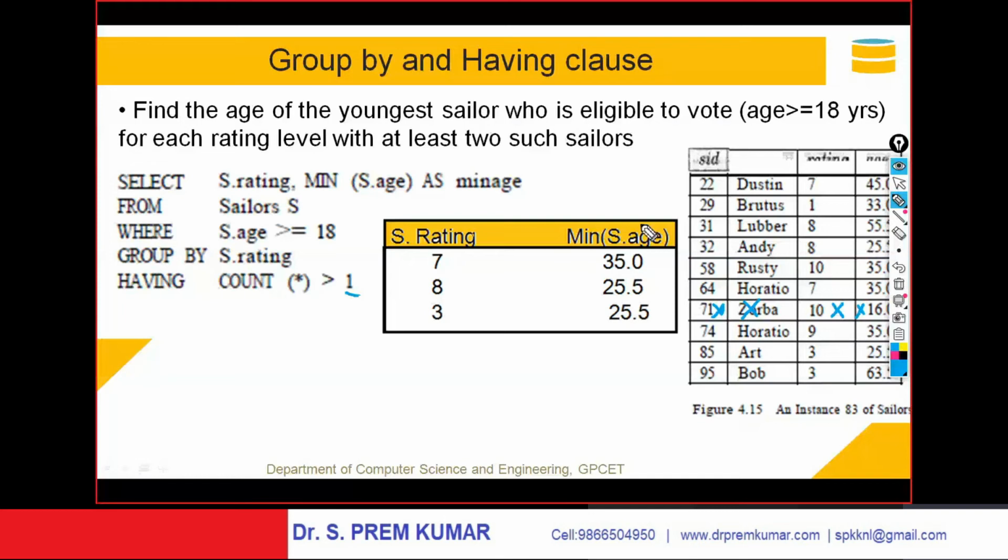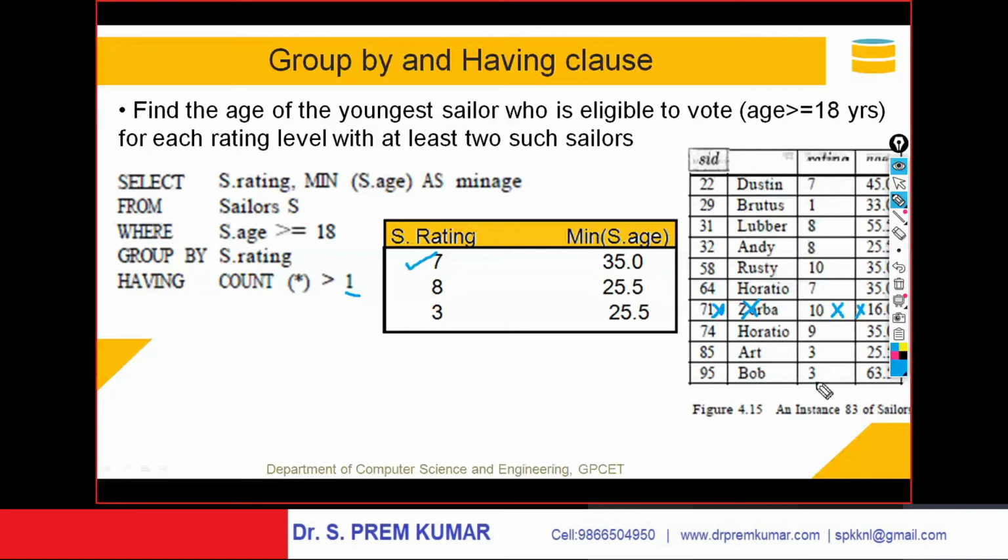Here is your rating 7, here is your rating 7. The group count is greater than 1. Then you consider the minimum age of the person, in this 7 and this 7. The minimum age is 35 and hence you got 7, 35. Next one is 1.